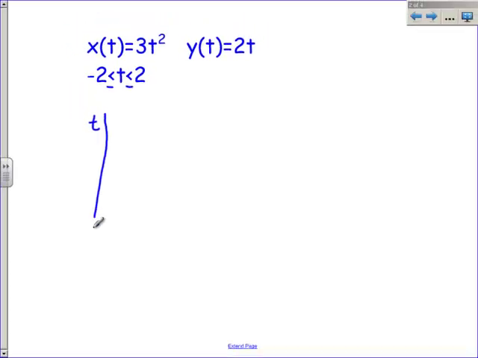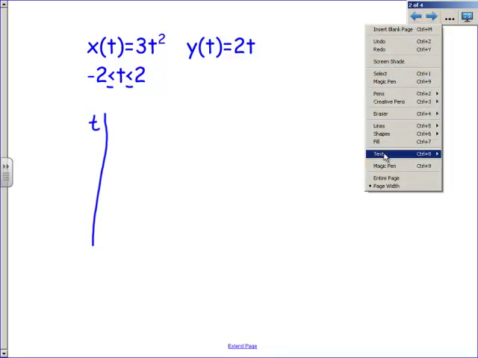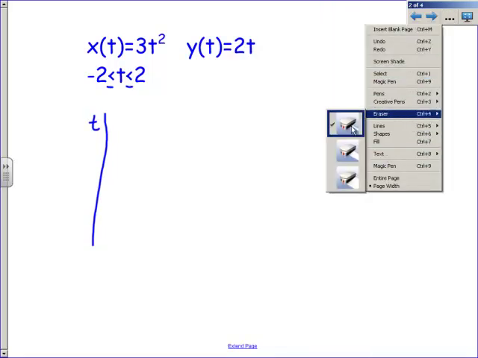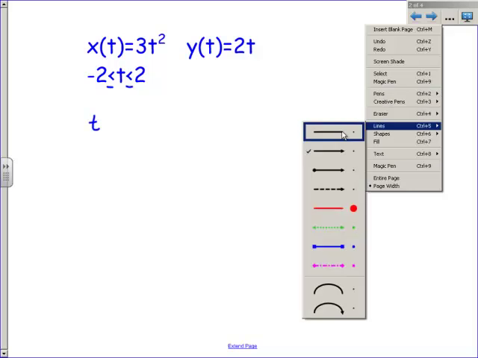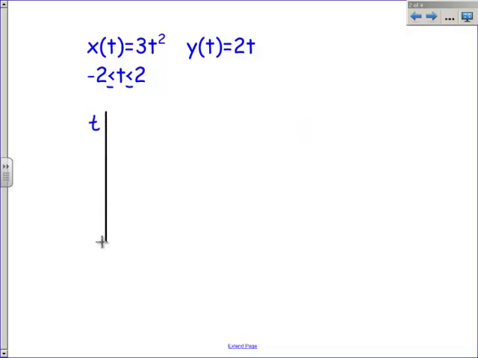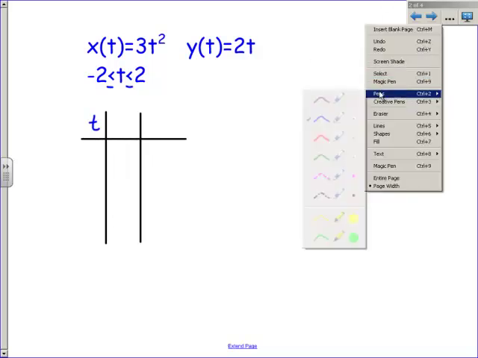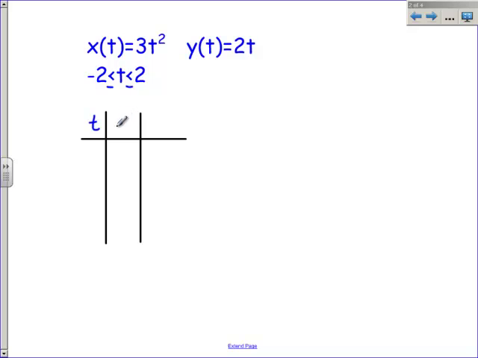My variable t, okay, we're not doing that. That was horrible. Let me get to my eraser. I'm out of practice. Okay, and then we'll go back here to my lines. I like this better. So I'm going to have variable t. I need to make space for x and y. Okay, and I'll go across like this too. Then I'm going to have my x coordinate and I'm going to have my y coordinate.